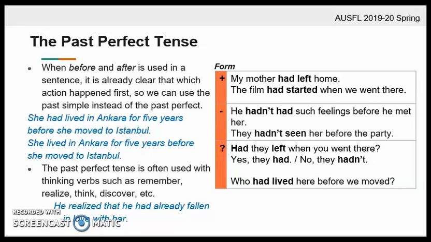Let's look at the form. When you look at the sentences in the table, you see that with all subjects we have the auxiliary had plus past participle. And it's the same in negative sentences and questions.